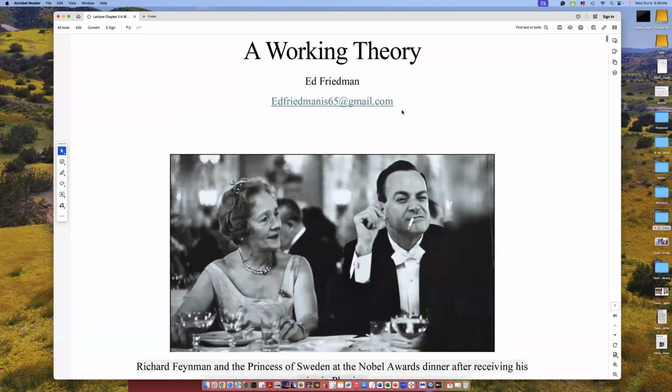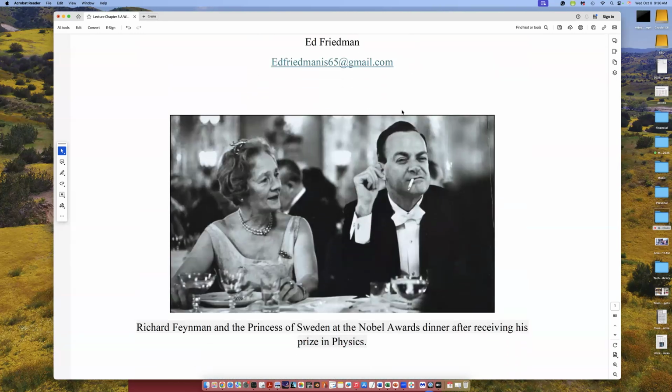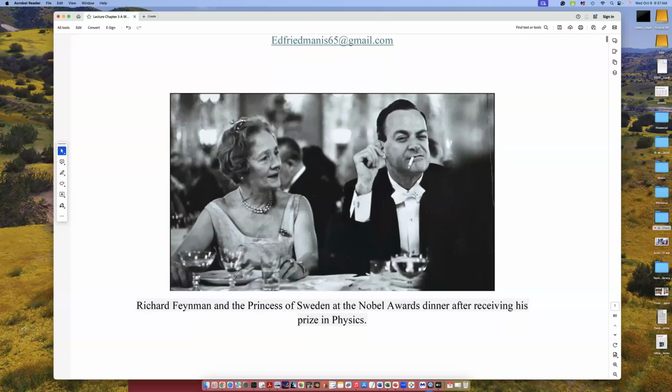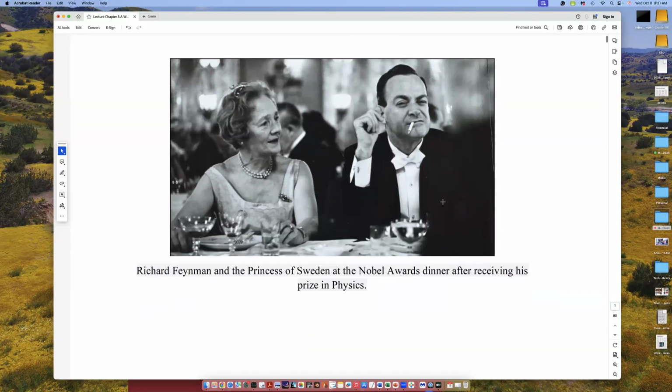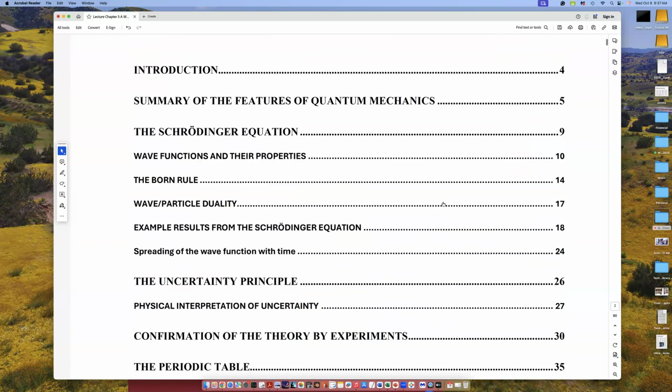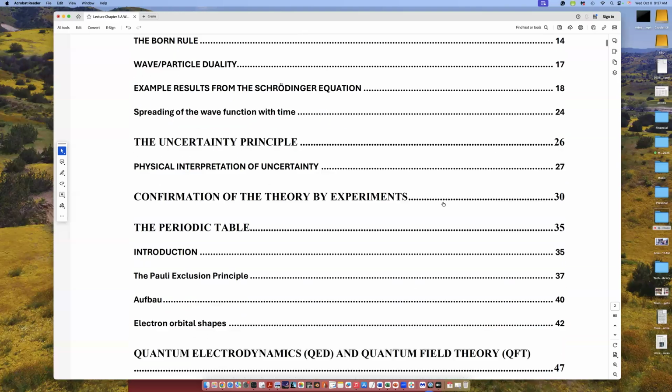One of the key players in this was Richard Feynman. I love this photo. Here he is with royalty in Sweden when he received his Nobel Prize, looking like a cowboy in a tuxedo. So anyway, he's a great character. If you don't know about Feynman, there's lots of books by him and about him, and you should maybe partake in learning about him. Here's chapter 3's outline.